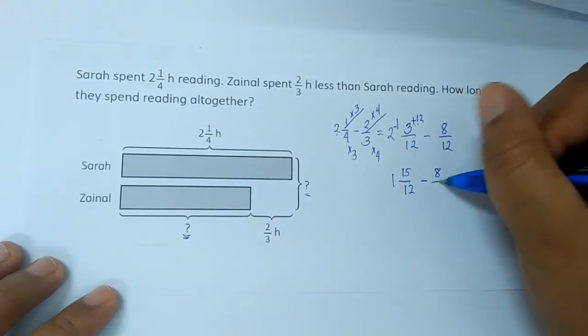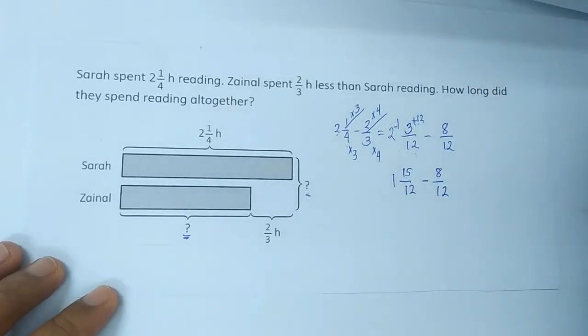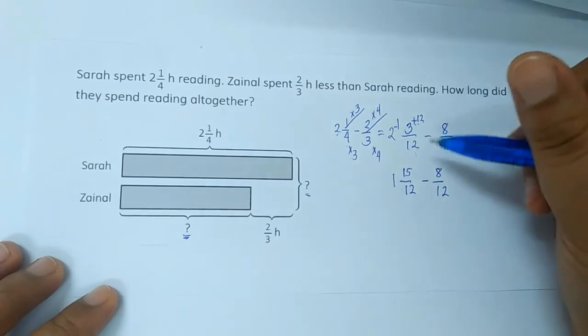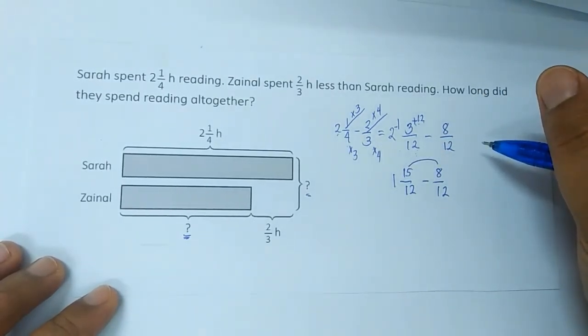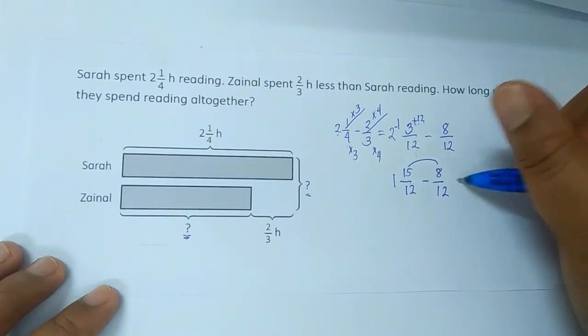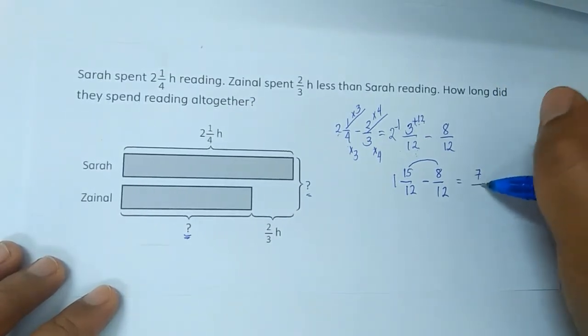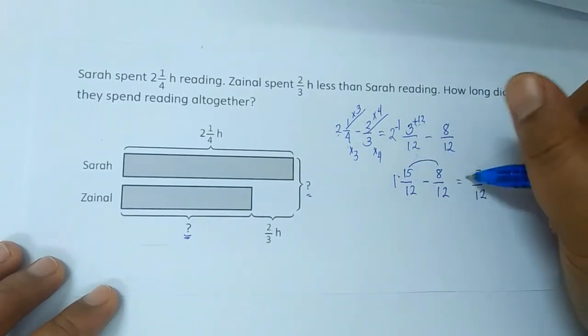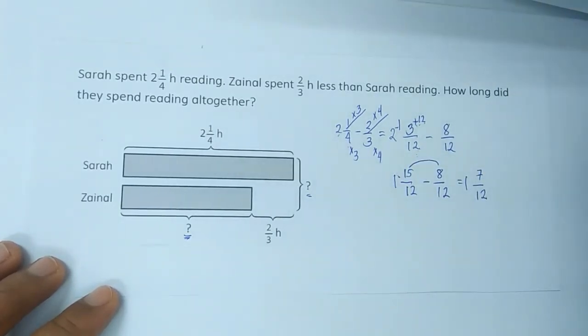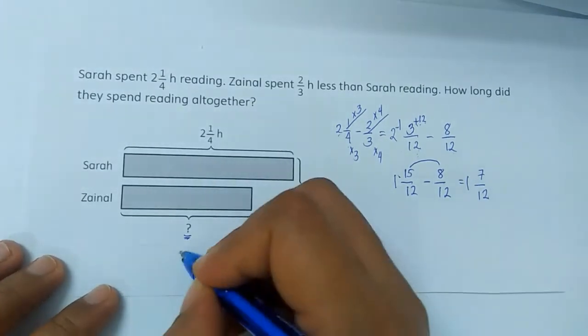Subtract 8 over 12. Can we subtract now? Yes. So subtract the numerators. 15 minus 8 is equal to 7. Then copy the common denominator 12. Copy the whole number. So we have 1 and 7 over 12 for Zainab.